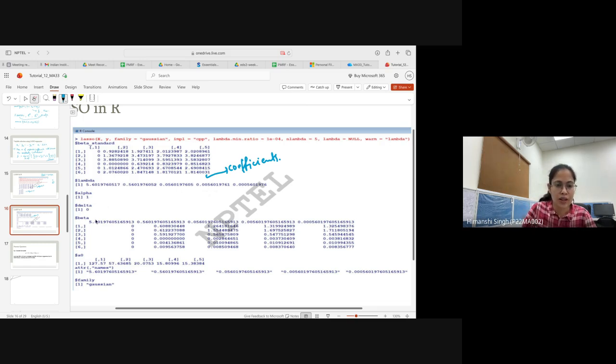So if we write directly only this command, dollar beta, not beta underscore standard, only beta, then we get this table again. Here again, this is for lambda 5.6, this is for 0.56, this is 0.056, this is 0.0056, and this is corresponding to this value, 0.00056.